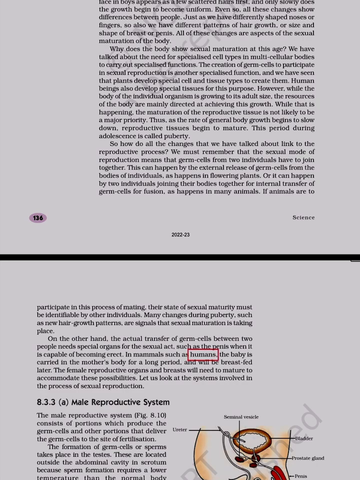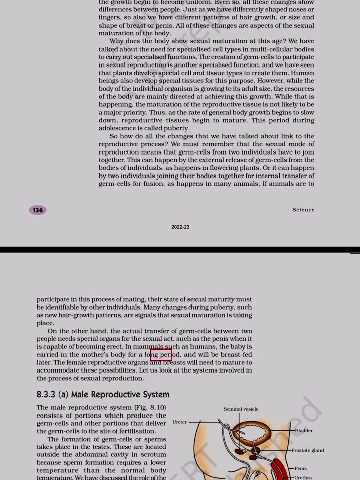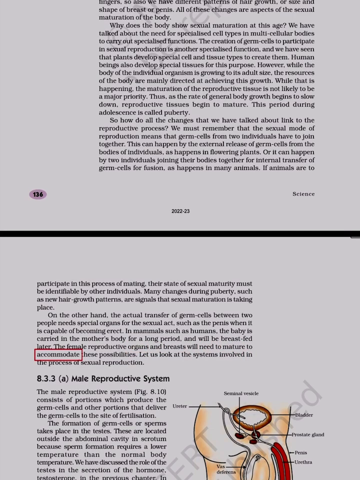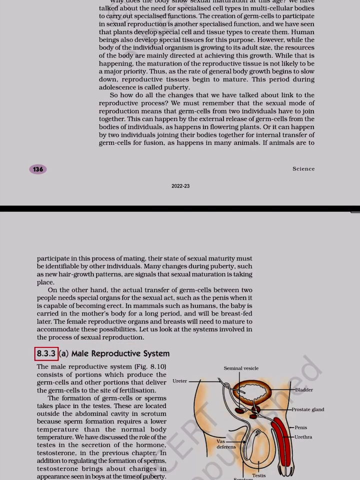In mammals such as humans, the baby is carried in the mother's body for a long period, and will be breastfed later. The female reproductive organs and breasts will need to mature to accommodate these possibilities. Let us look at the systems involved in the process of sexual reproduction. 8.3.3a Male reproductive system.